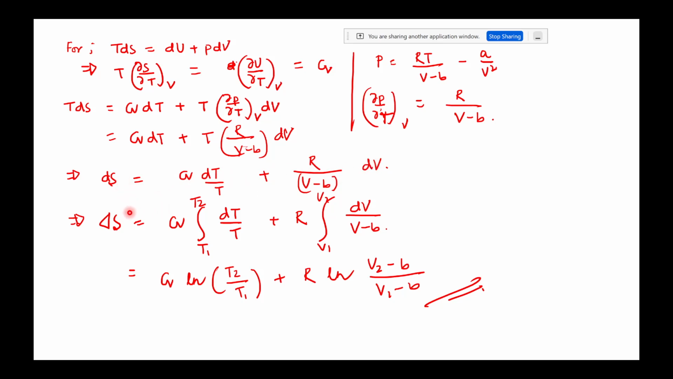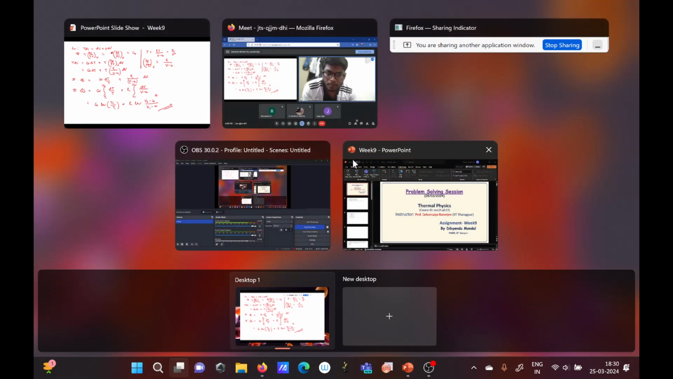Now if you take the integration, that will give me the change in entropy, that will be CV. The limits will be T1 to T2, and that corresponds to V1 to V2. So dT/T is a logarithm of T, so this is ln(T2/T1), and this is ln of (V − b), so we put the limit, and this will be ln of (V2 − b) divided by (V1 − b). So now is it clear?